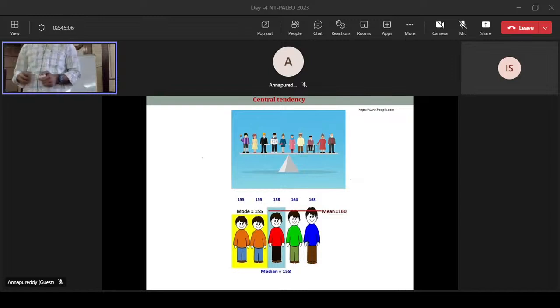Mean actually is a balancing point. The mode is a frequency, the number of times it is repeating. The median is the central value, which means central tendency is actually in the center. So these are all sufficient enough to understand most of the first order problems in our time series analysis or any of these things.